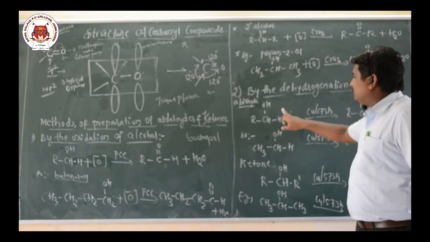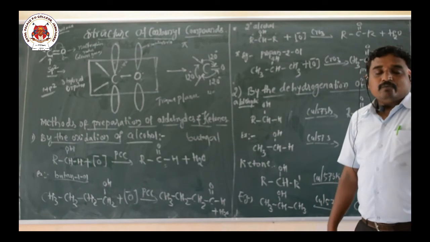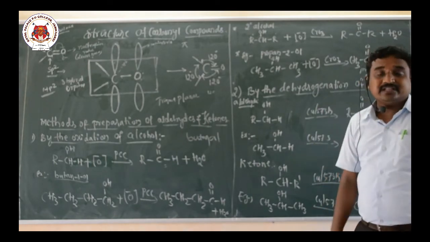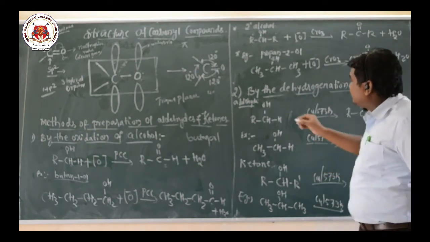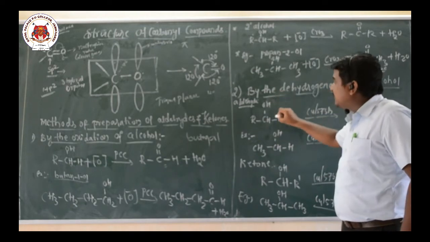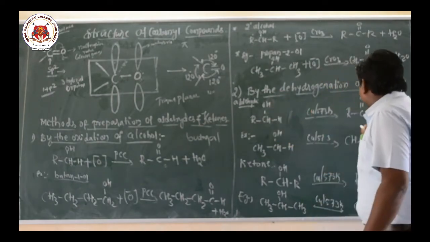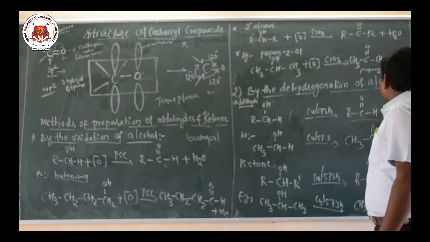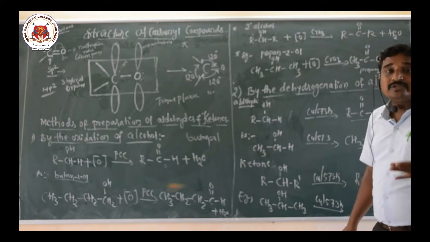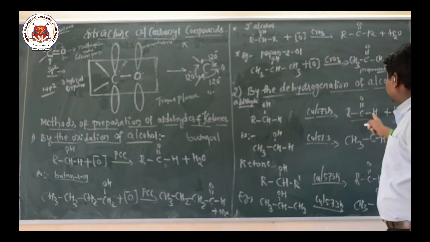This is an example of a primary alcohol, RCH2OH. When its vapors are passed through the copper catalyst at 573 Kelvin, dehydrogenation takes place, removal of H2. The remaining thing is RCHO, with loss of H2, removal of hydrogen, dehydrogenation. Hence the product is aldehyde.